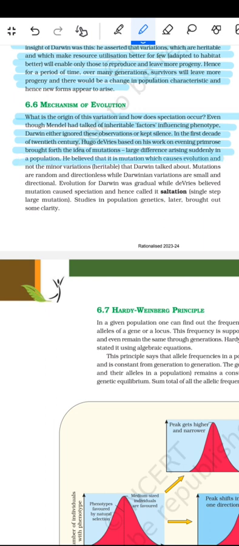He believed that it is the mutation which causes evolution, and not the minor heritable variation that Darwin talked about. Mutations are random and directionless, while the Darwinian variations are small and directional. For Darwin, evolution was gradual, but de Vries believed mutation causes speciation and hence called it saltation, a single-step large mutation. A study in population genetics later brought out some clarity.